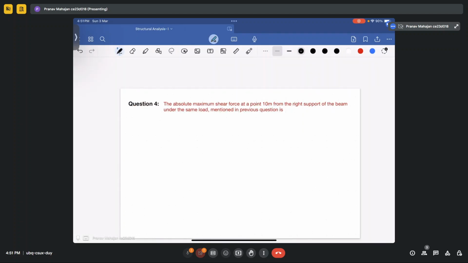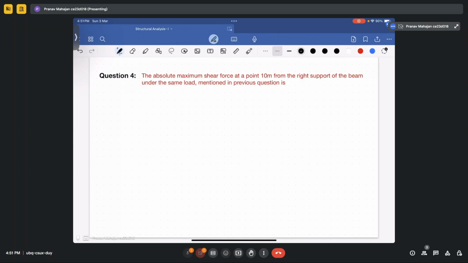Okay, now let's move to another question. The same thing, I think, applies as in the previous question: the absolute maximum shear force at a point 10 meter from the right hand support. So when it is at a distance of 10 meter from the right hand support, what is the general formula we have seen? VC will be equal to H upon L, and the other will be equal to 1 minus H upon L, or L minus H upon L.